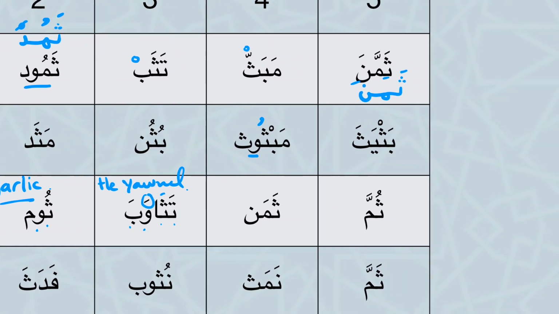This one resembles the one we had, like thamana. Remember, it resembles this one. How would I pronounce it? The th has a fatha, and the meem has a fatha. The noon has a sukoon, and I would pronounce it as thaman, thaman, thaman.